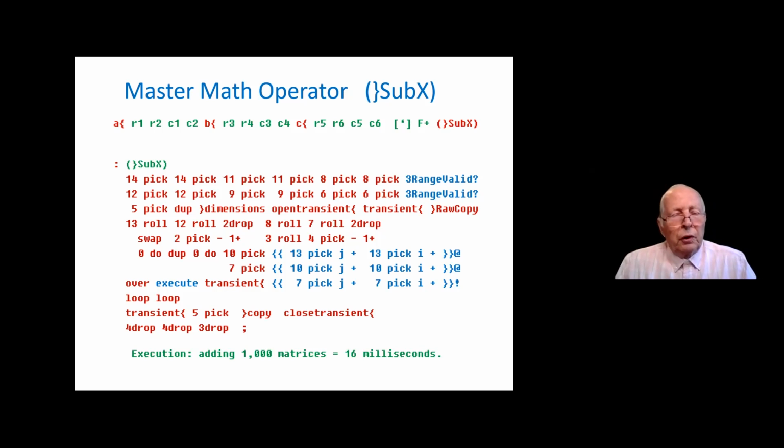Loop loop takes us through the full stacks, the looping structures. And then finally at the bottom line, transient is copied back to the C matrix. And we then drop the parameters. There's 4 drop, 4 drop, 3 drop, to get rid of the 11 parameters that are in use.